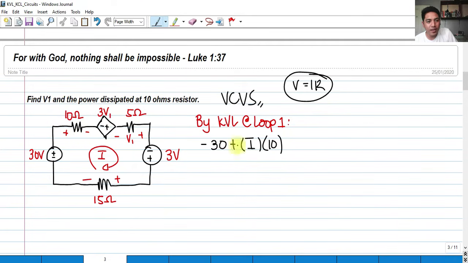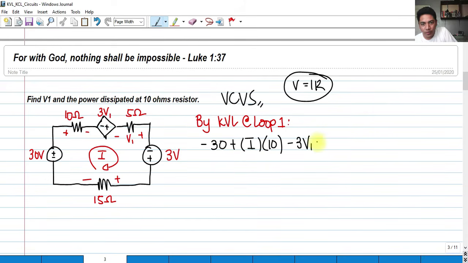And then it enters the negative side of this dependent source. So we have negative 3V sub 1. That's the voltage drop, that's actually the source. And then the current enters here again on the negative side of the resistor.